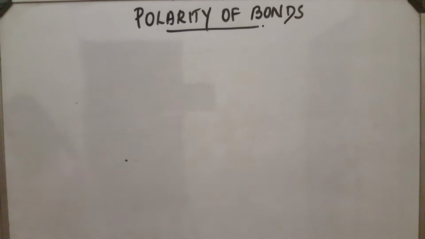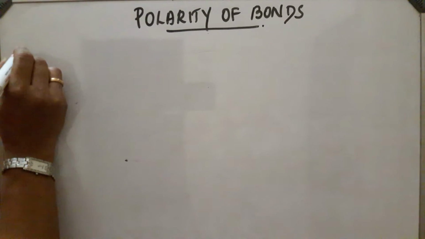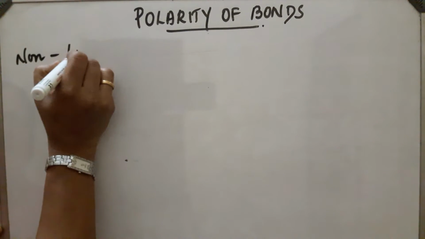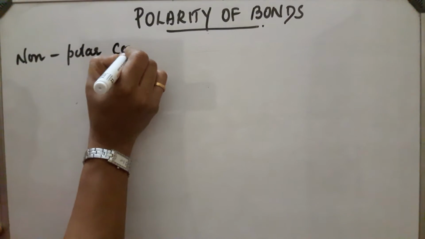Polarity of bonds. If a covalent bond is formed between two similar atoms, the shared pair of electrons is equally attracted by the two atoms, and such bonds are called non-polar covalent bonds.